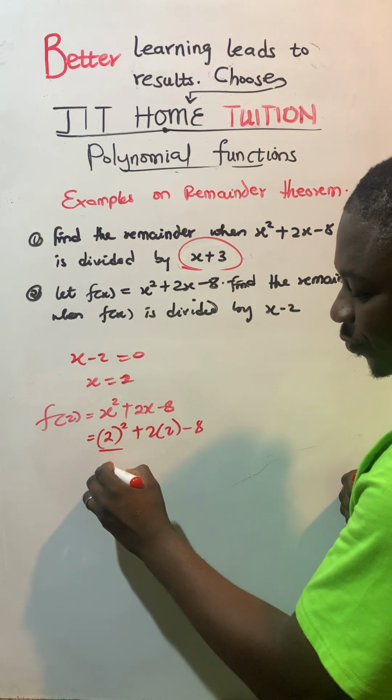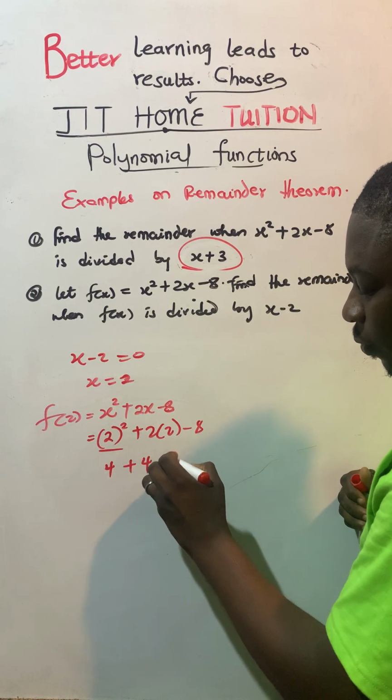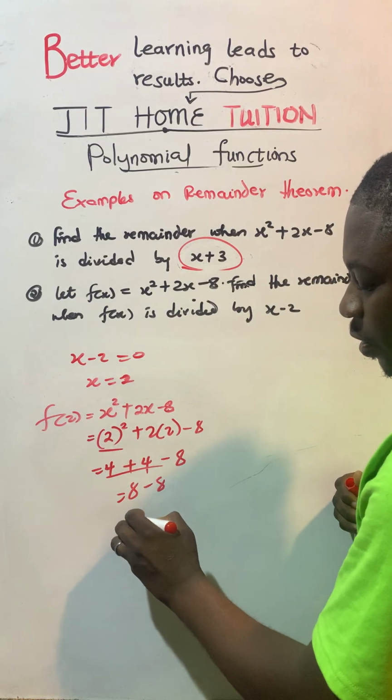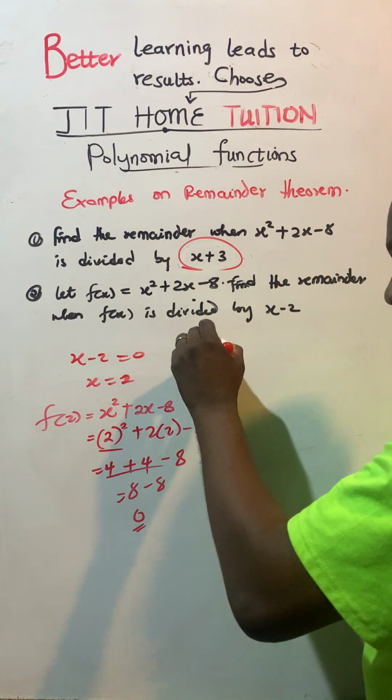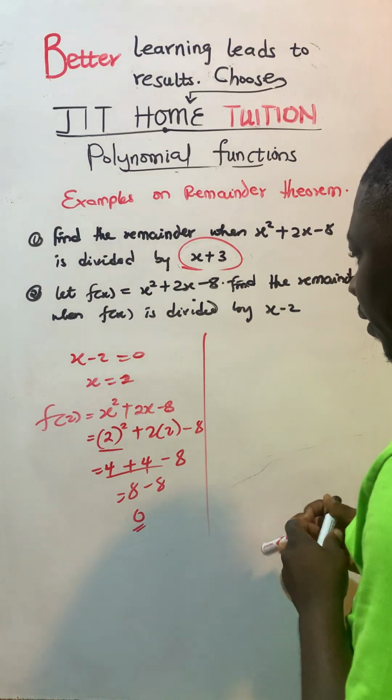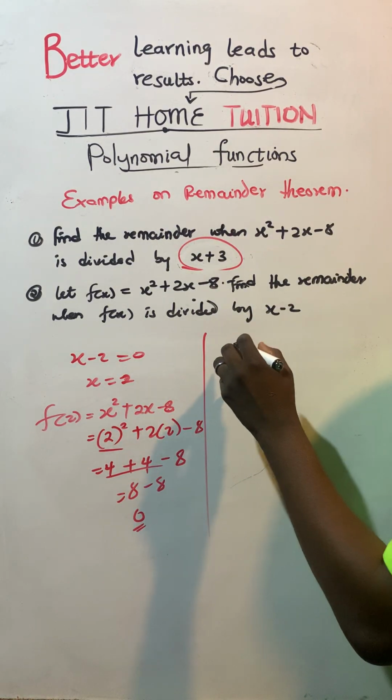Now, what do you have here? 4. This side too is also 4. And you have 8 minus 8, and you have 0. So that means that there are instances that when you work it out, the remainder will be 0. Okay? So let's look at it from the other side also.